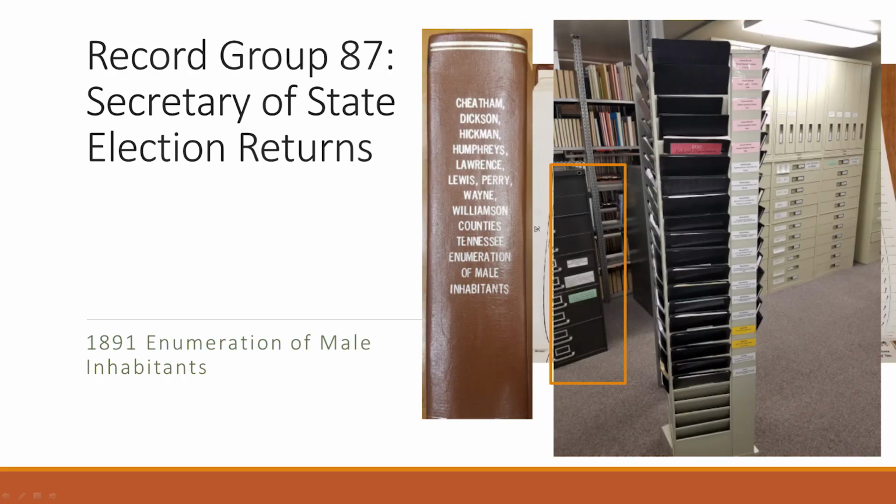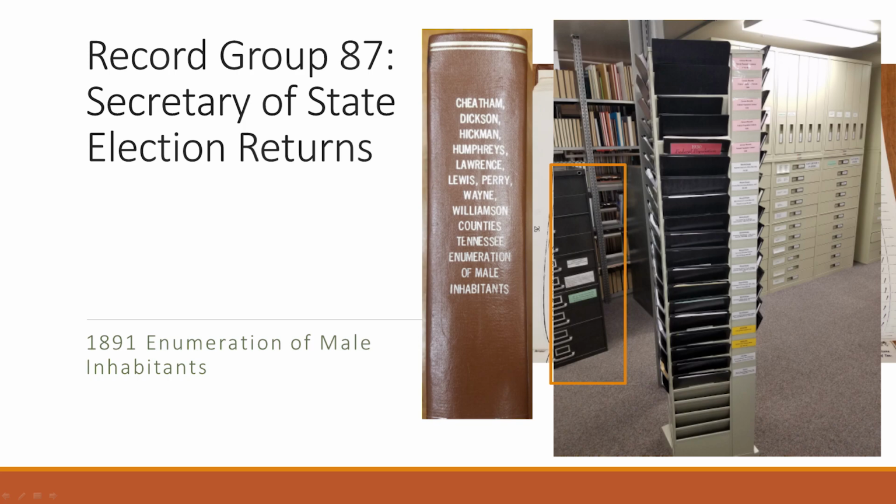So I've talked about some voter lists that are part of this record group. Let's see what else is in Record Group 87. Here's my finding aid, or my little picture to remind you where for the 1891 census, it's not actually in the Record Group 87 cabinets. It's actually over there with the census records. Is where you'll find that 1891 microfilm.